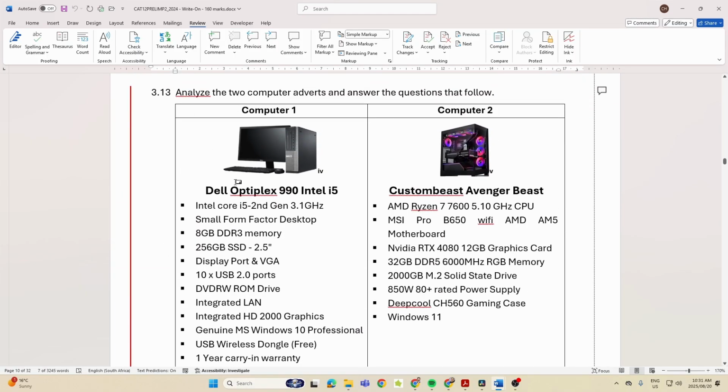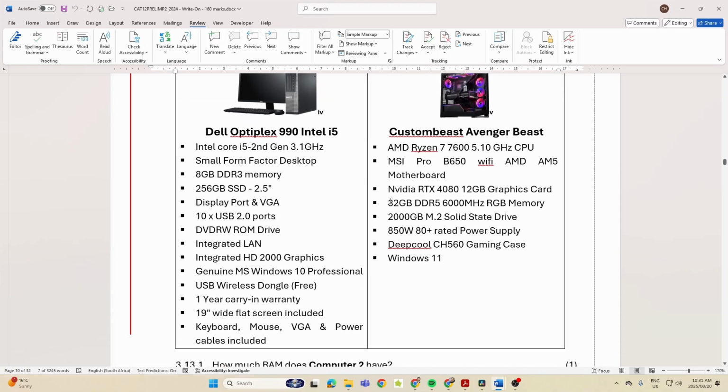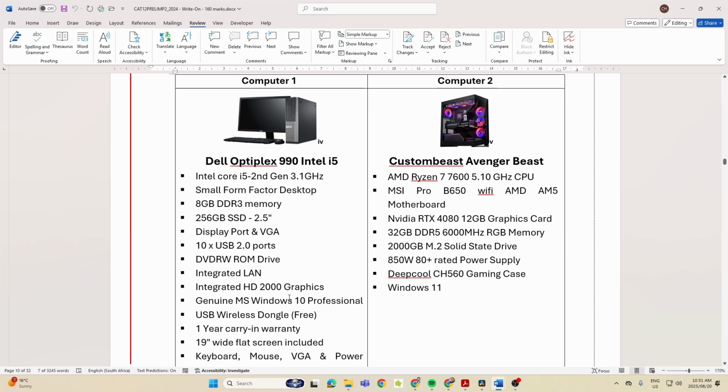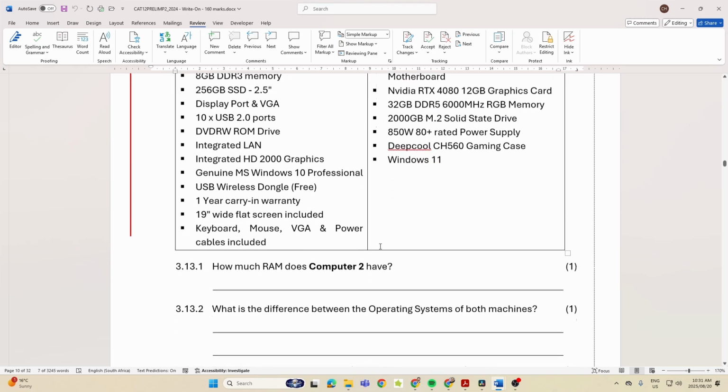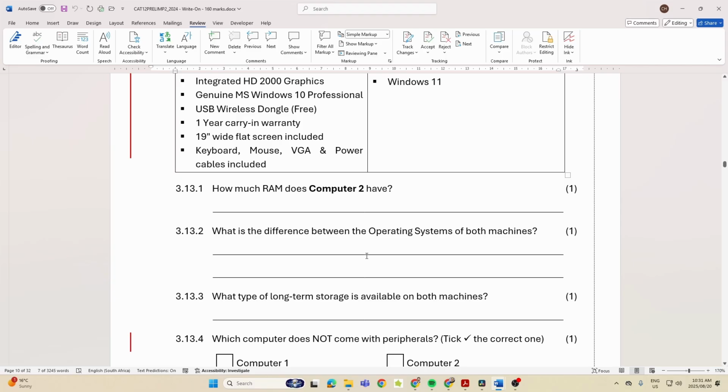Look at this, look at this. Analyze the two computer adverts. Can you see the theme that's actually coming through in question number 3? Right? Here we're comparing two computers. We've got our hardware that side, we've got it this side, and we need to now look at those, and then they'll ask us questions based on that.